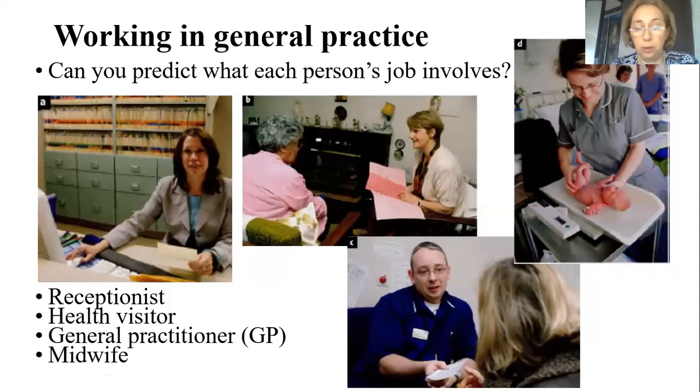So this is unit 2 of the course book. If you have a look at the slide, you can see 4 pictures here. And the names of the jobs are given here also. And the question: can you predict what each person's job involves? I mean people who work in medicine. So, yes, Akram?